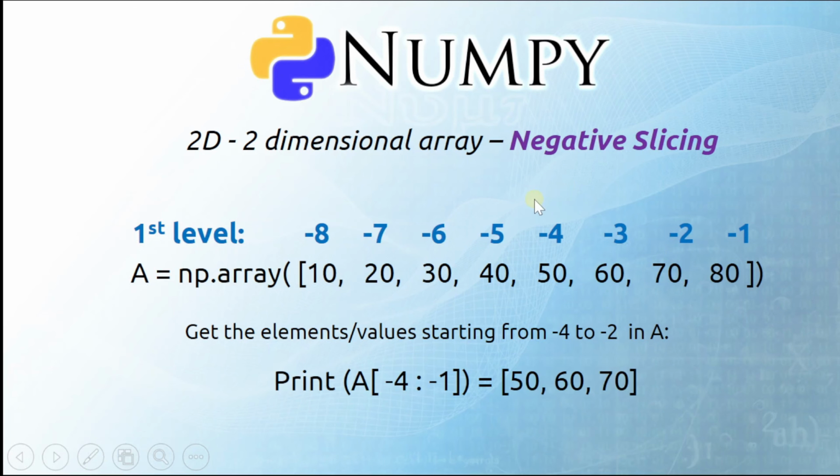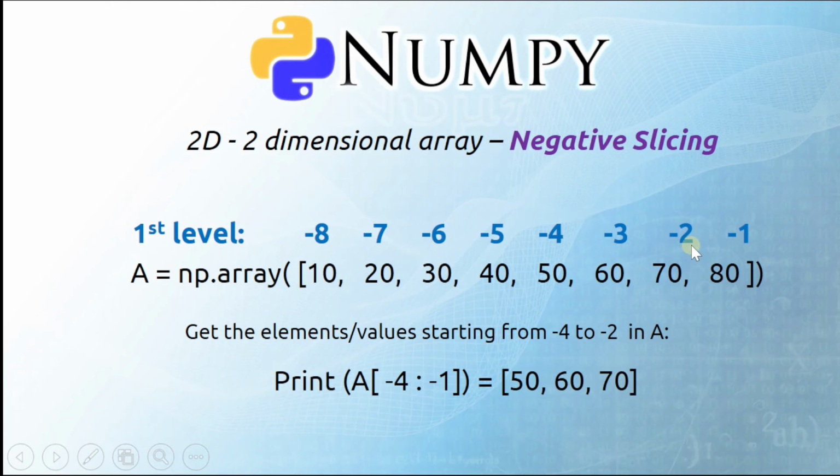Negative slicing, another way to look at it: we can reference the elements within an array using their negative indexes from the right to the left, of course, by -1, which refers to the last value, then -2, -3, all the way to the beginning. Of course, 0 is reserved for the first value to the left.